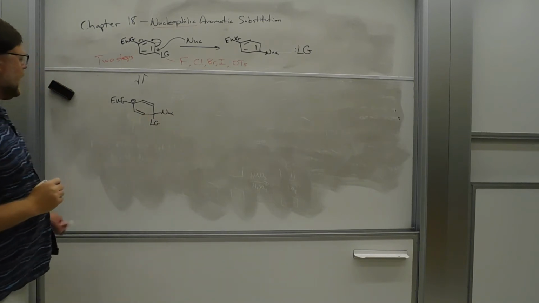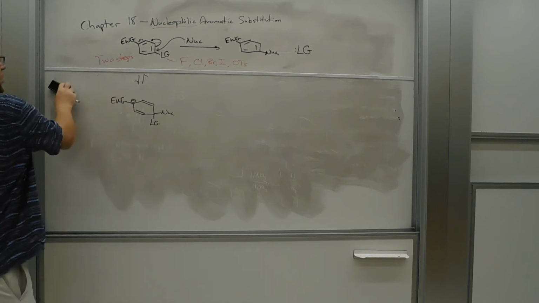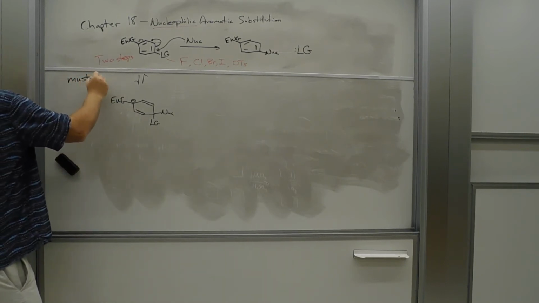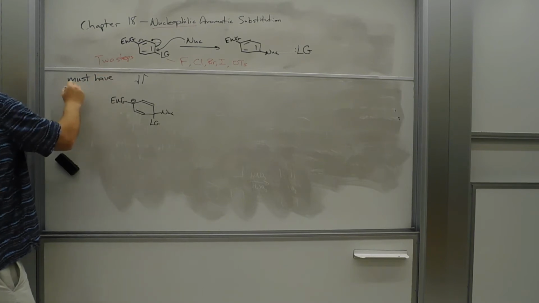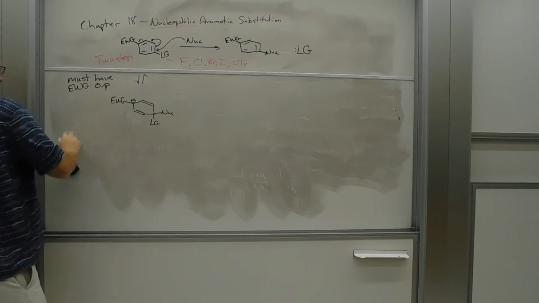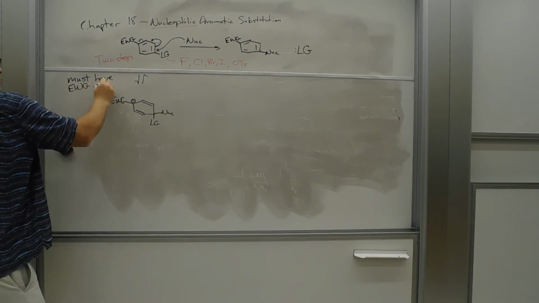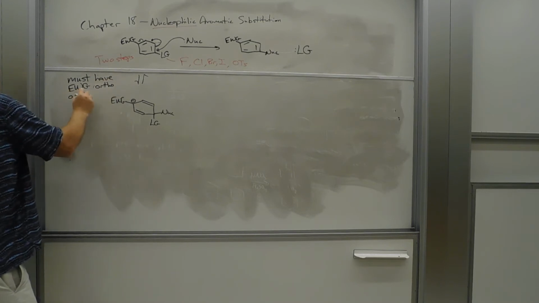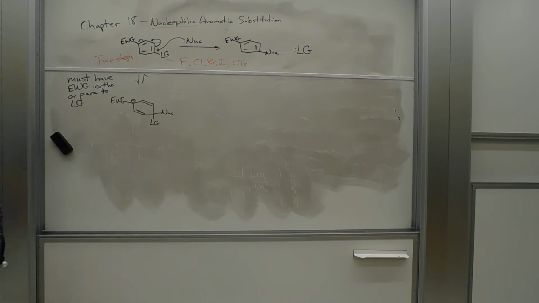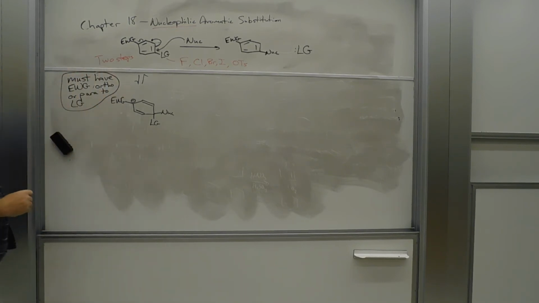So the nucleophile adds into the ring, pushes the electrons toward an electron withdrawing group. For this to happen, you have to have at least one electron withdrawing group, and it has to be ortho or para to the leaving group. If you don't have this condition met, you can't do nucleophilic aromatic substitution.